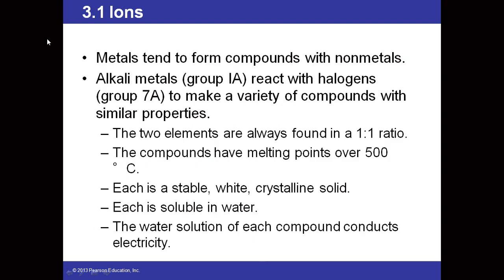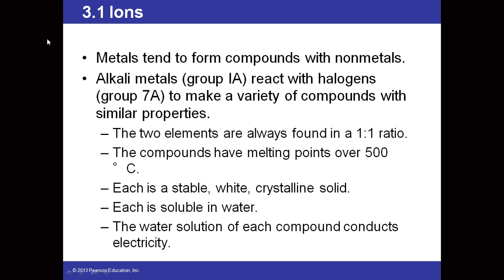So first of all, an ion represents a charged form of an atom. Now, metals, which we learned about in Unit 1, tend to form compounds with nonmetals, which are also part of the groups we learned about in Unit 1. Alkali metals, found in Group 1A, the first column of the periodic table, tend to react with halogens, found in Group 7A.